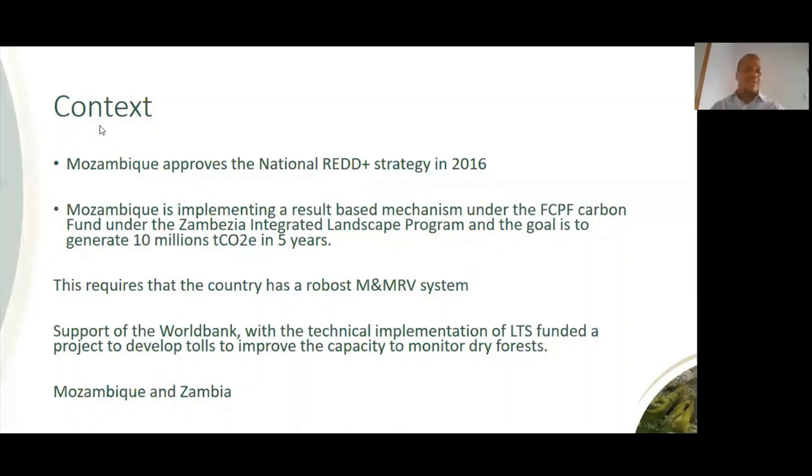So that's where the first support we had with the World Bank comes in, with the technical implementation from the LTS. They funded a project to produce four important tools, one of which is the deforestation and degradation maps that I'm going to show to you. And this project benefited Mozambique and Zambia.